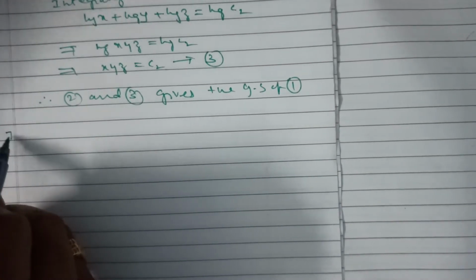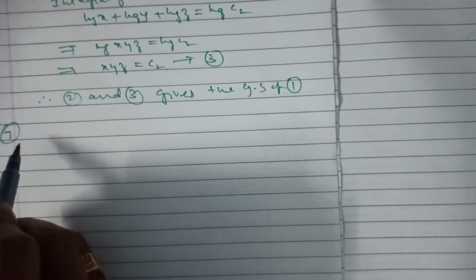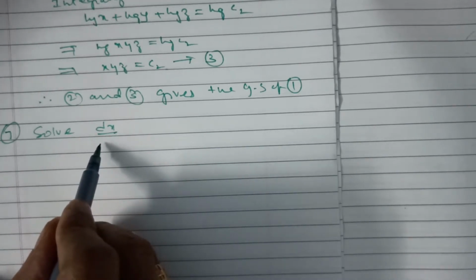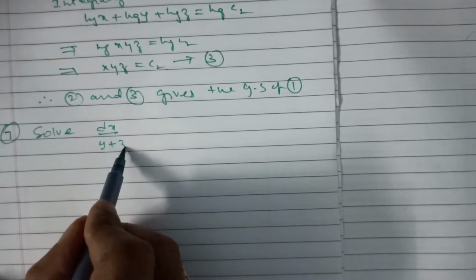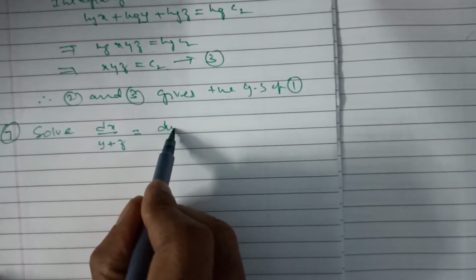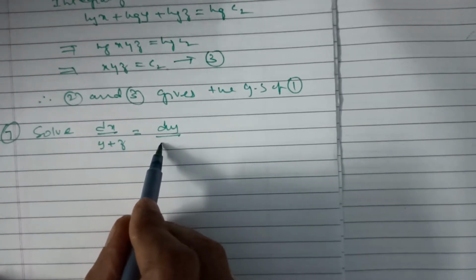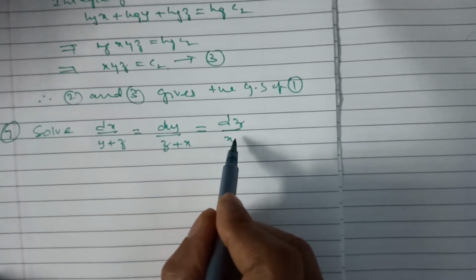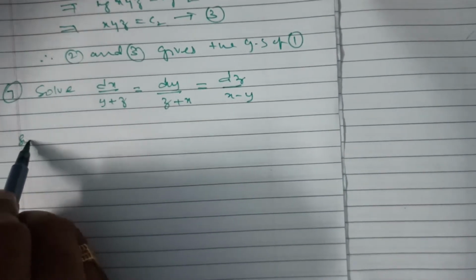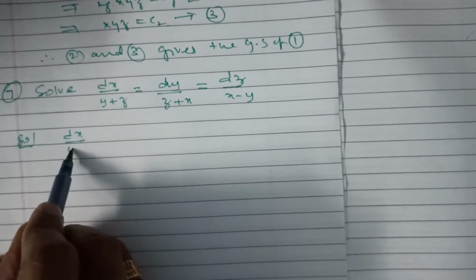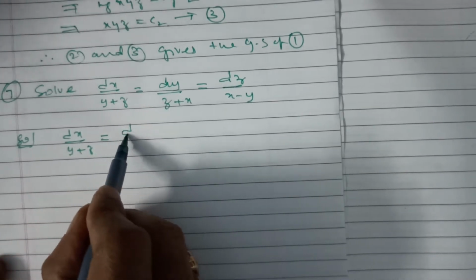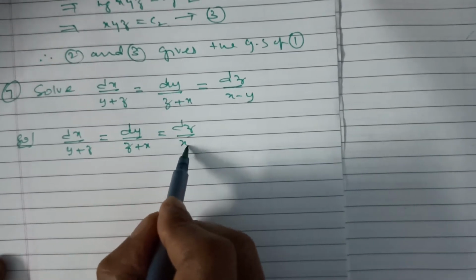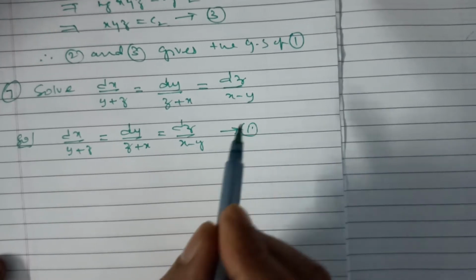So, seventh problem: solve dx by y plus z is equal to dy by z plus x is equal to dz by x minus y. So solution: dx by y plus z is equal to dy by z plus x is equal to dz by x minus y. Take this as equation 1.